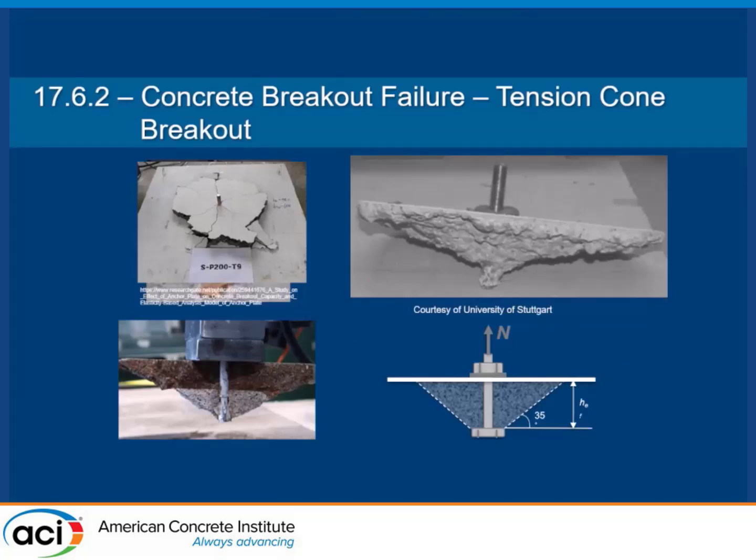When you do this a lot, concrete breakout, you can see that you've got your 35-degree angle with a horizontal plane here, so you're starting to see that. You can see it's more of a circular breakout on top. Here's a case of a post-installed anchor. Once again, you're getting that nice 35-degree cone.